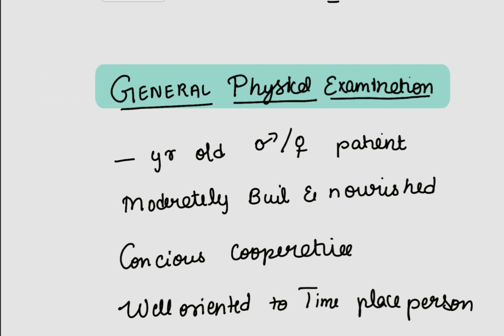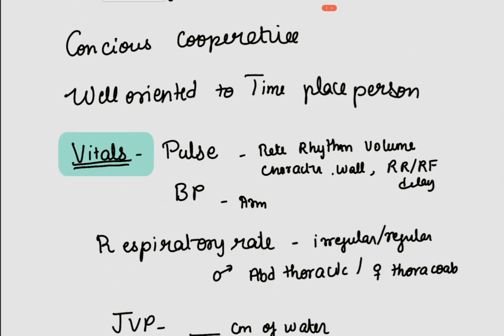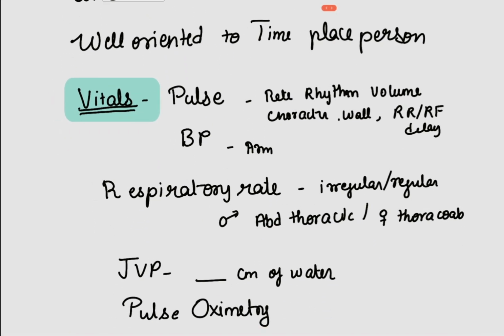So and so year old male or female patient, moderately built, nourished, conscious, cooperative, well oriented to time, place, person. Check vitals: pulse, rate, rhythm, character, wall thickness, any radio-radial or radiofemoral delay. Then we have BP in arm. Then respiratory rate, whether irregular or regular, whether thoraco-abdominal or abdominothoracic. Then we have JVP and pulse oximetry.